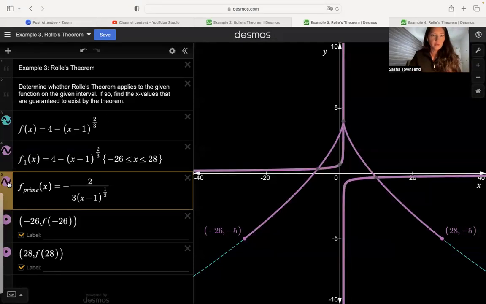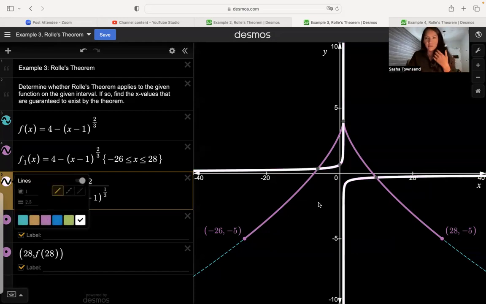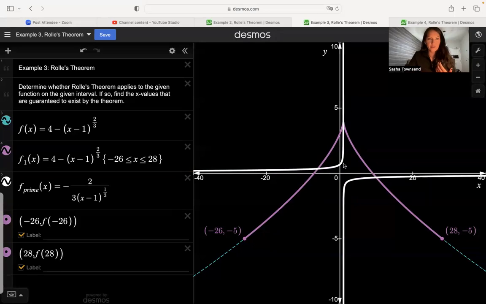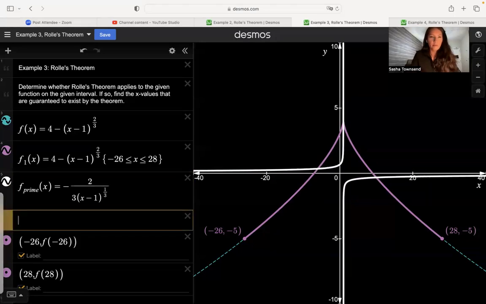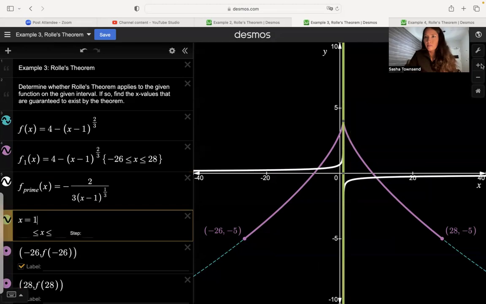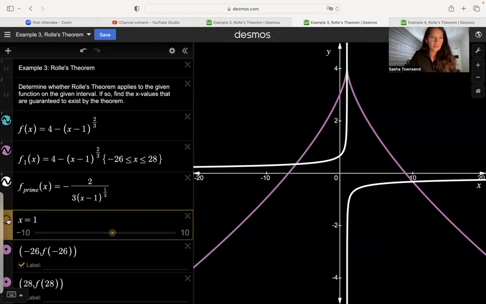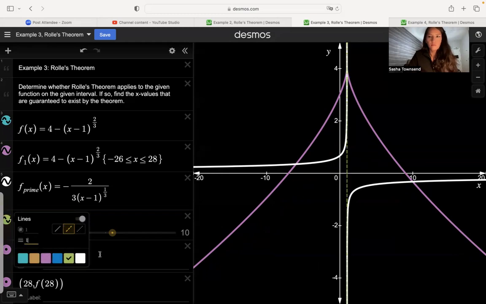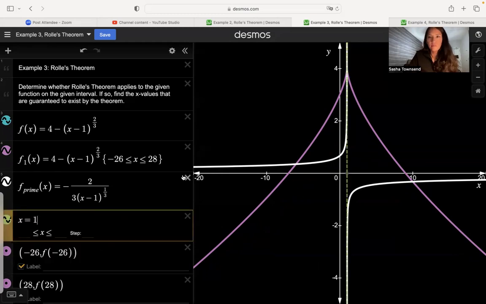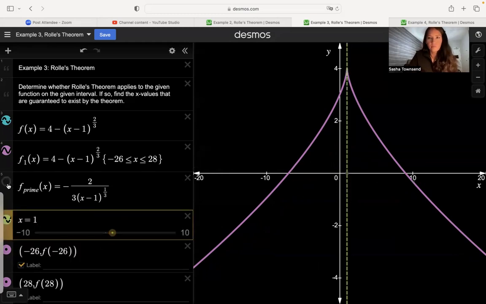So this is actually what our derivative graph looks like. Notice that we've got a vertical asymptote on the derivative graph when x equals 1. A little bit easier to see if we zoom in. I'll make that a dotted line as well. So we see the derivative does not exist at that sharp corner.